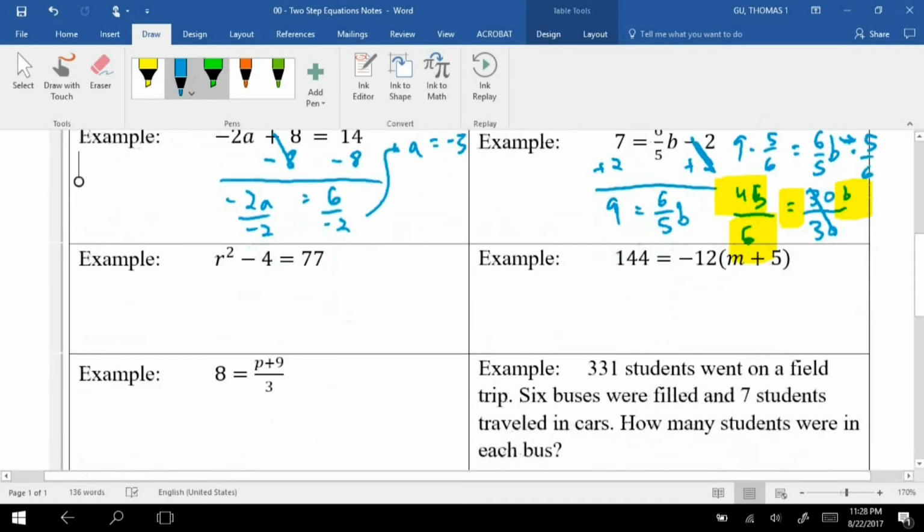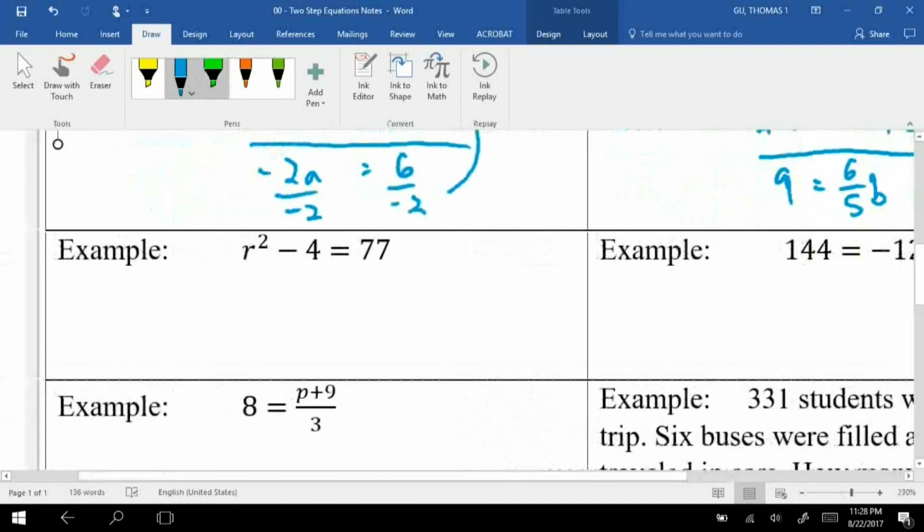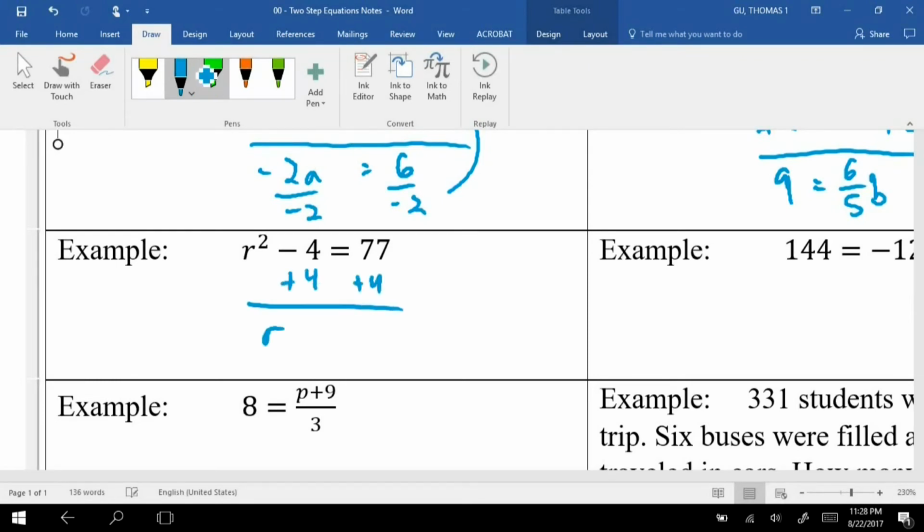Let's scroll it down a little bit. Let's make it a little bigger. Next one, r squared minus 4 equals 77. So what do we got to do first? We got to get the r by itself. So first step, what are we going to do? If you said add 4, then that's right. Plus 4, plus 4. And then we got r squared equals, what's 77 plus 4, guys? 77, 78, 79, 80, 81. Okay, 81.